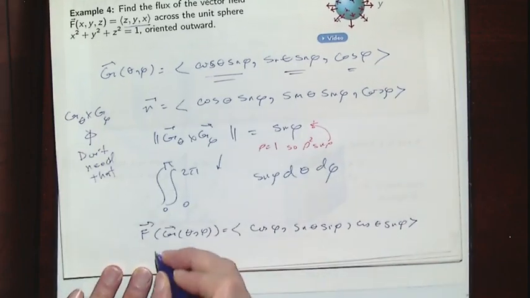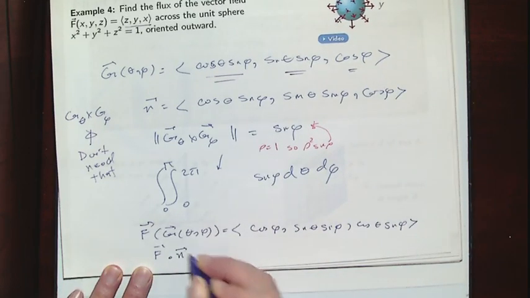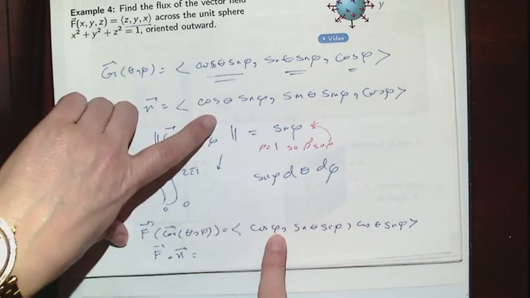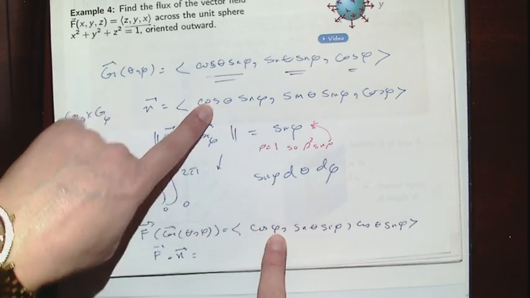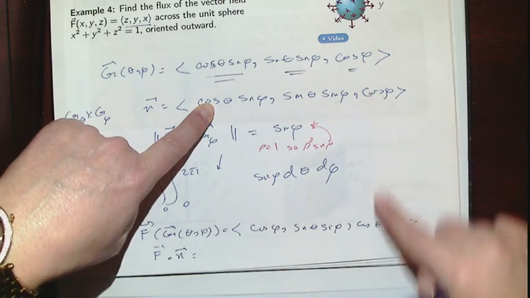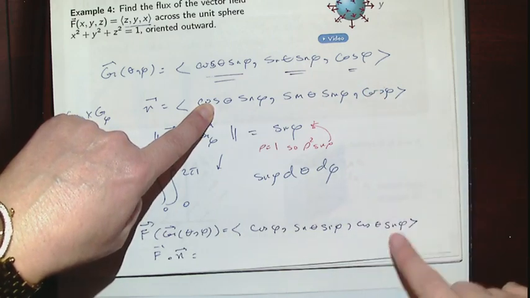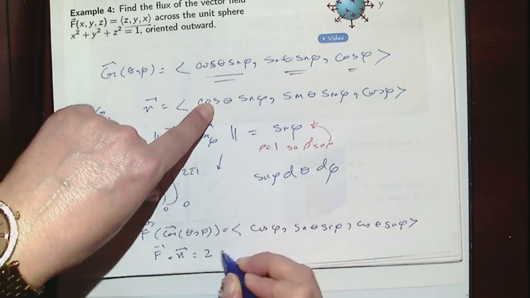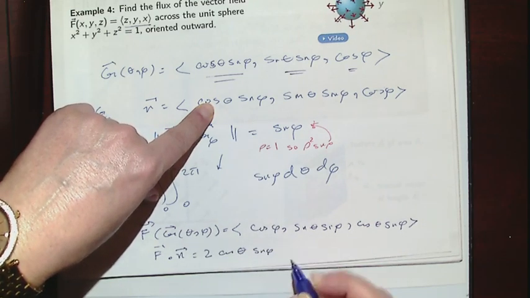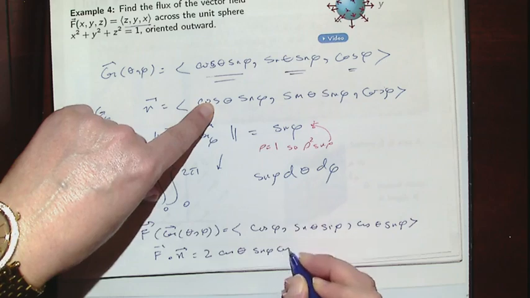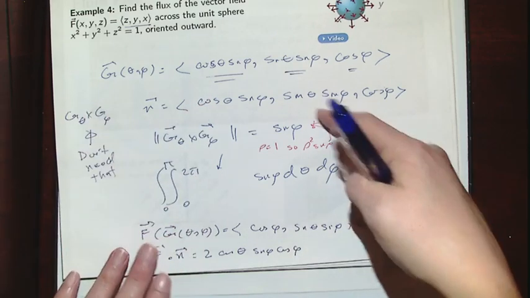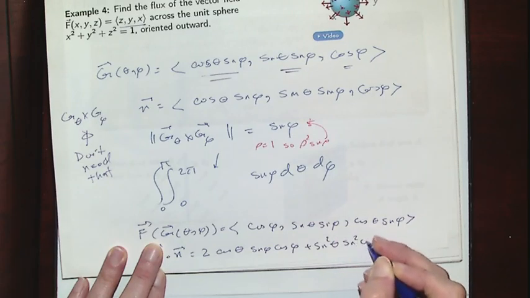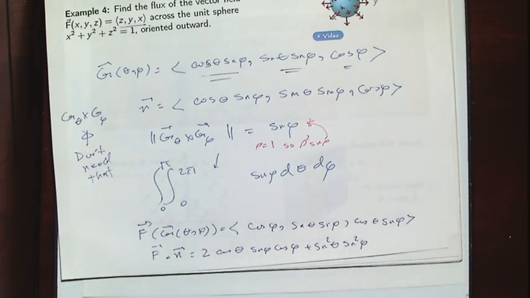Now, f dot little n is going to be what? It's going to be cosine phi times sine phi times cosine theta. By the way, here is another one, cosine phi, sine phi, cosine theta. So I will get 2 cosine theta sine phi cosine phi. And then also I get sine squared theta sine squared phi. Everybody okay so far?